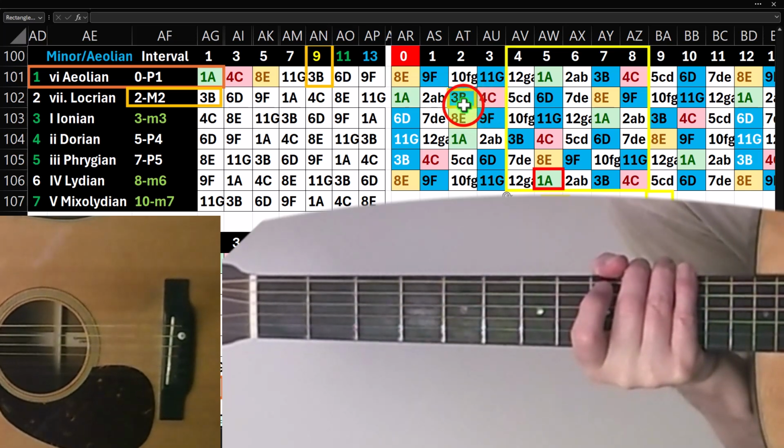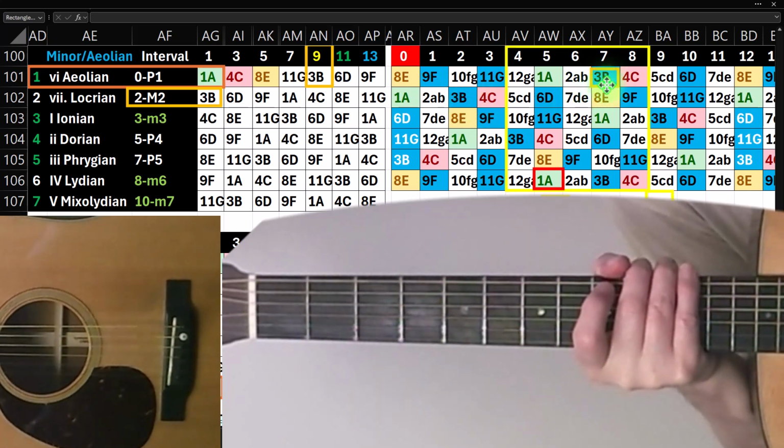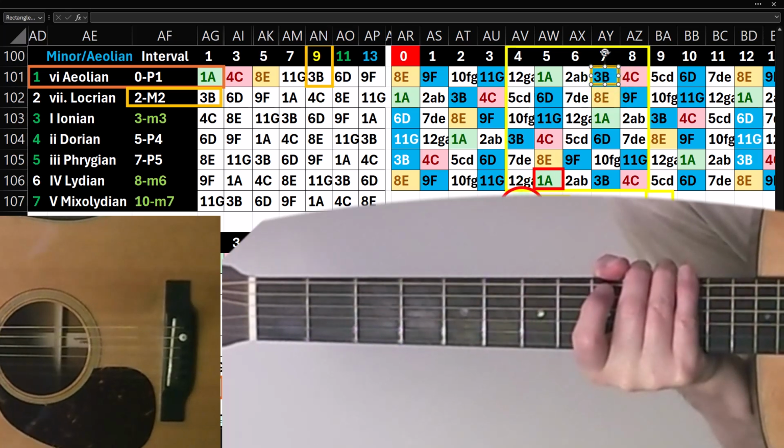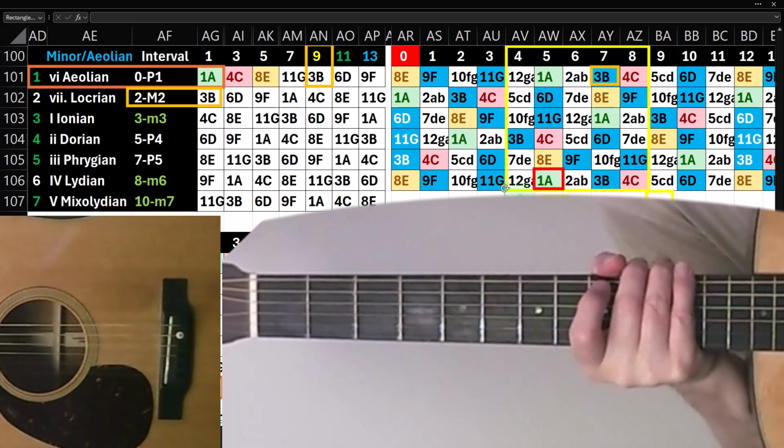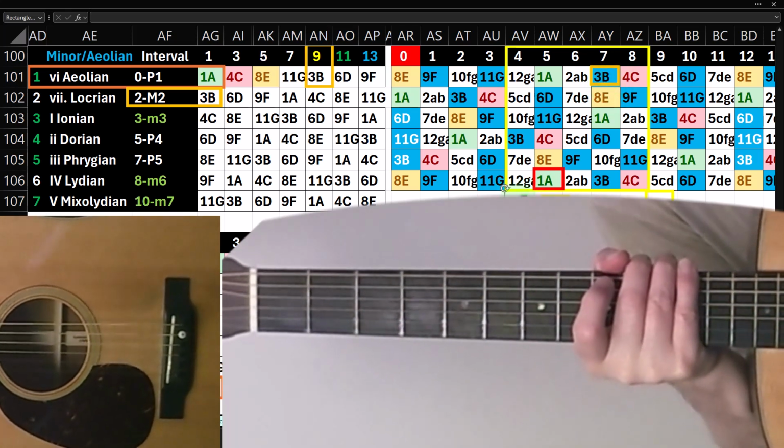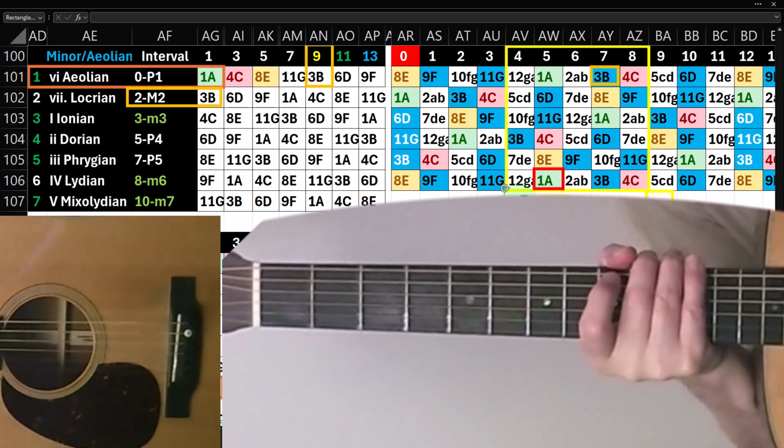Okay, let's go up to the last one. Ultima vase, the last one. All right, let's go up to the top one.